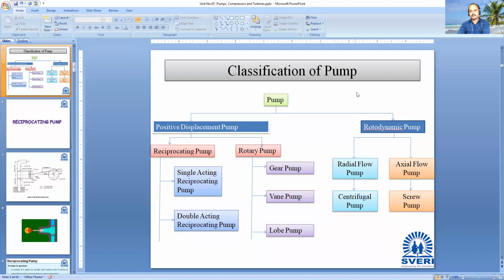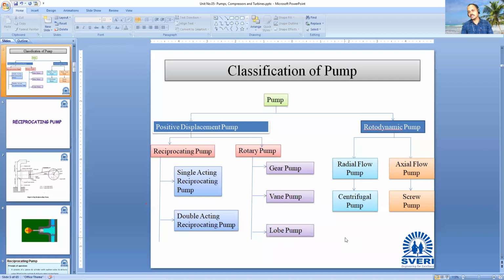According to that, this is the classification. If you see here, there are two types of pumps. First one is the positive displacement pump, and second one is the rotodynamic pump. Positive displacement pump means in that arrangement we have to push the water to increase the pressure, or we have to push it in one direction. Such type of arrangement is there in a positive displacement pump.